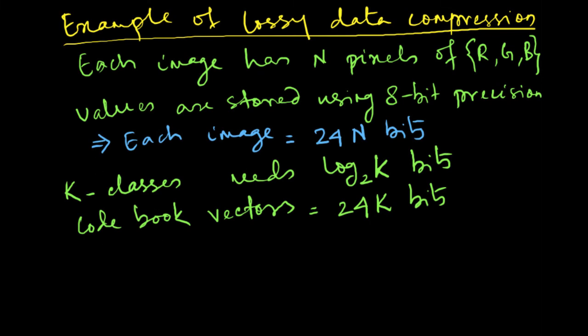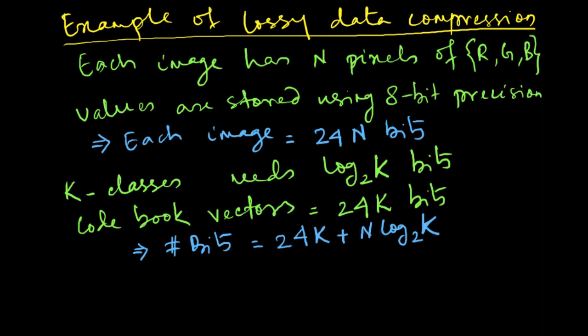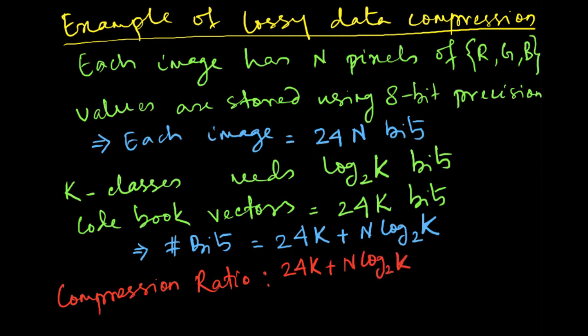So what does this mean? That means that the total number of bits now with the compression is equal to 24k plus capital N log 2k. And now what we need to find is the compression ratio. So what is the compression ratio? That is 24k plus N log 2k divided by 24N, and you can multiply it by 100% to get the answer in percentage.